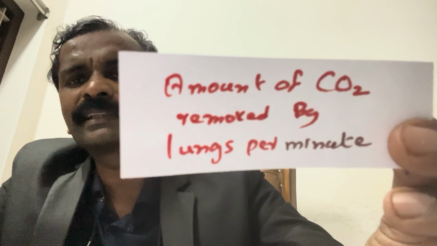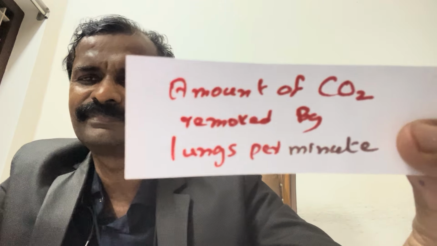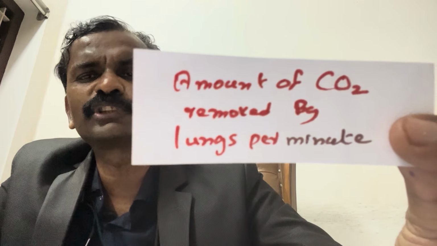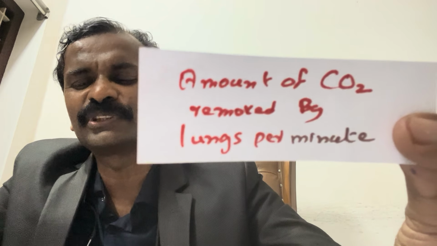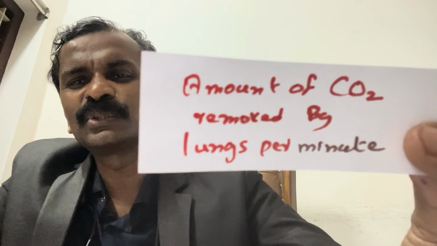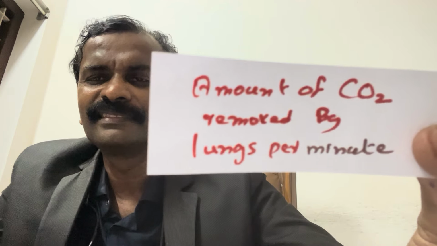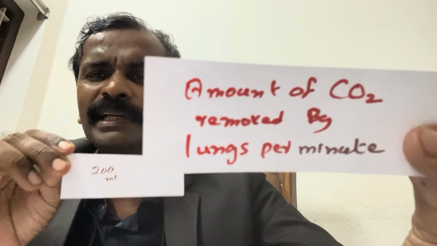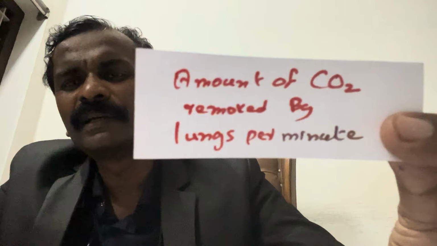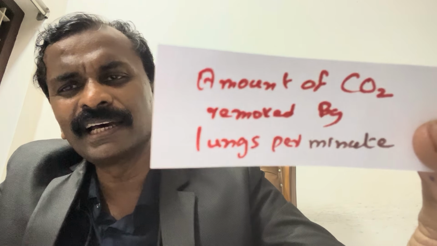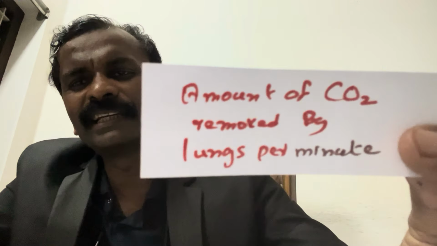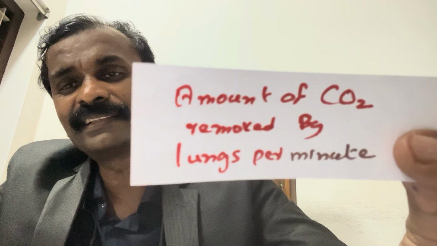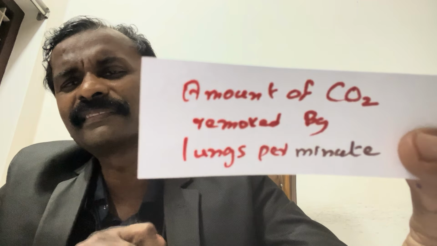Amount of carbon dioxide released by lungs per minute. 2025 MCQ. 200 ml. Anybody can remember 200 ml. This one you should remember. Per minute, per hour, per second? Is it for carbon dioxide? Is it for some other gas? 200 ml everybody will remember.